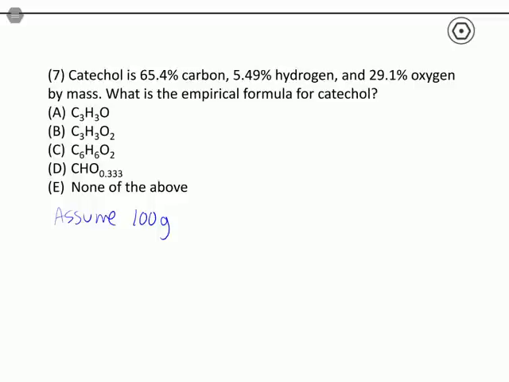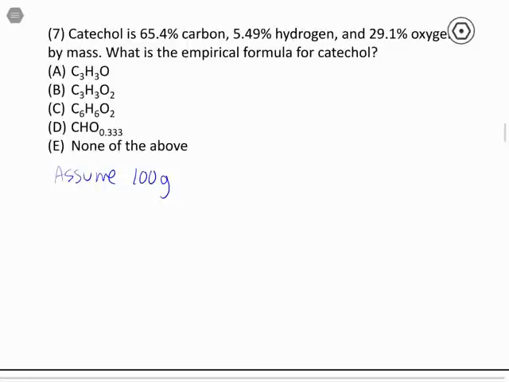So the question is, assume 100 grams because we're given percents? Yes, because percents mean out of 100. So if you assume 100 grams of compound, each of these percentages tells you how many grams of each element are in 100 grams of compound. So when you're given percent, that's the way you want to do it. So we have 100 grams of compound. So we want to find the moles of each element.